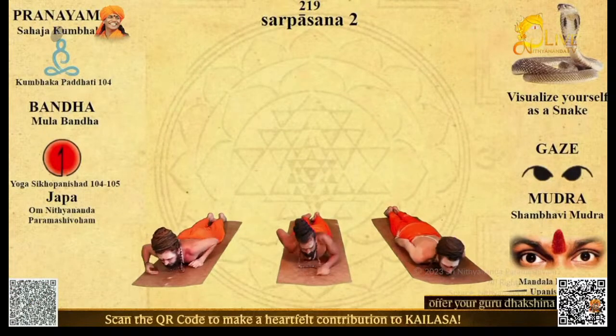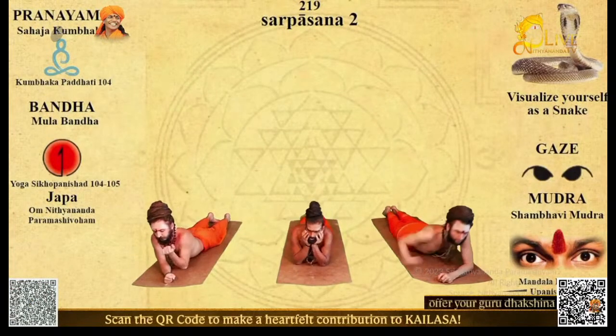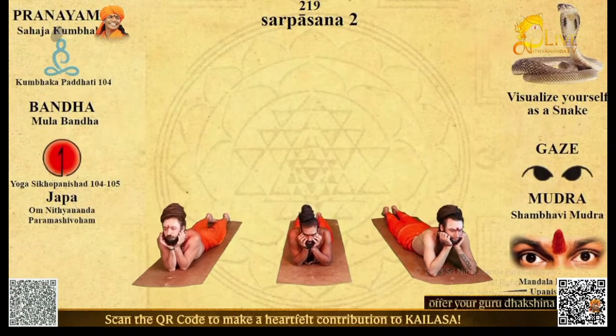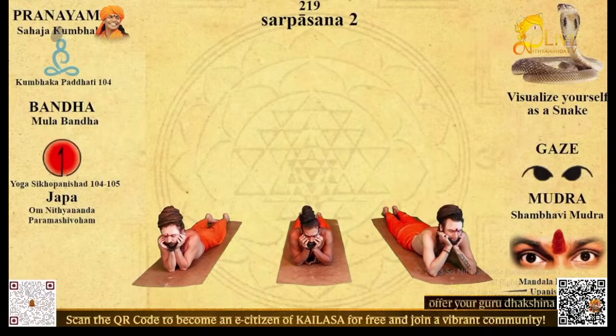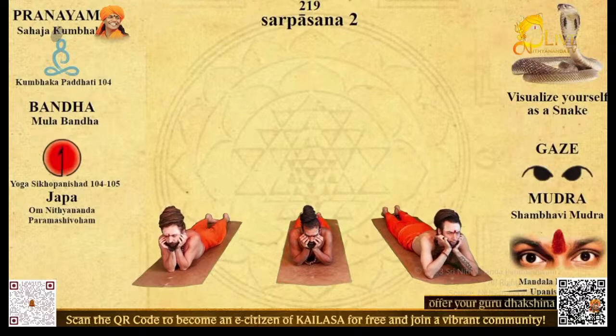Next up is Niralambanasana. As you lay prone on your belly, with your hands in Padma Mudra, the lotus mudra, hold the chin with your hands and keep the legs straight with the toes pointed together as you feel self-supported and completely independent.